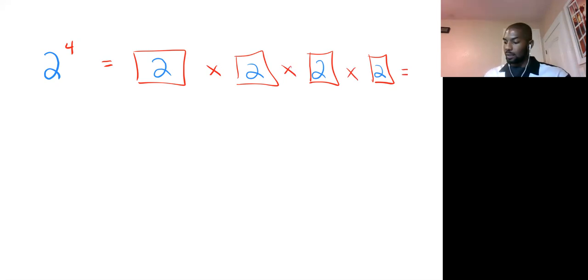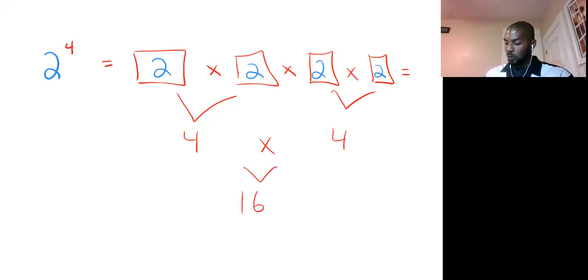And now I say, all right, let's do some basic math. 2 times 2 is 4 here. 2 times 2 is 4 here. And since I'm continuing to multiply, 4 times 4 is 16. There it is. 2 to the fourth. 2 raised to the power of 4, or to the fourth power, is the answer 16.